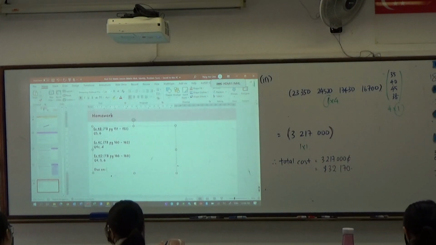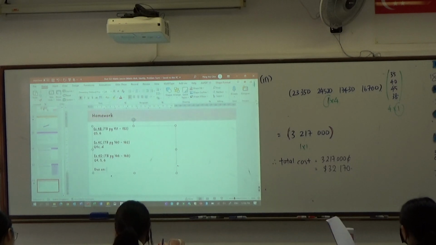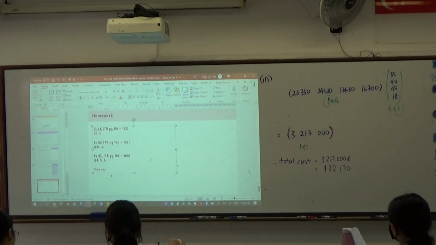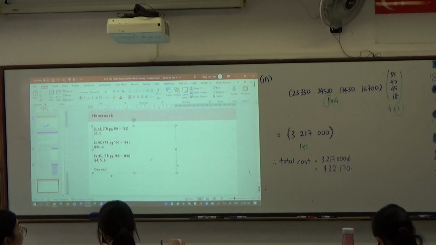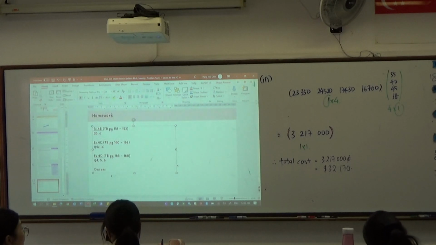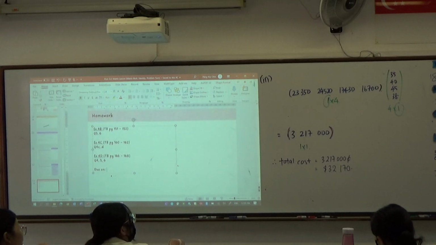It shall be due on, what's a good date for it to be due on? I'm saying that Friday I have an A-Maths homework due, and then after next week I have your A-Maths WA. Tuesday? Okay, so let this be due on Tuesday, that will be on the 25th.